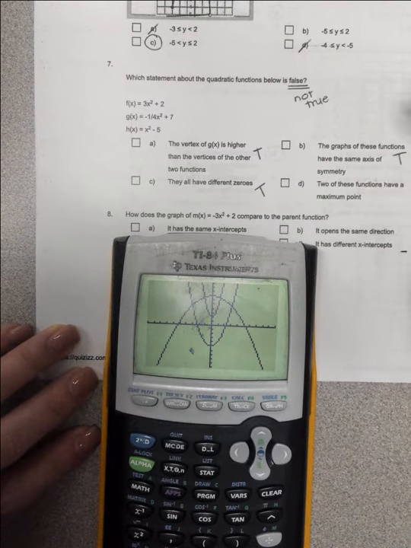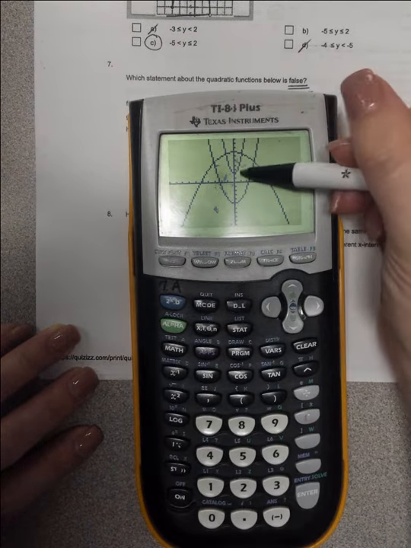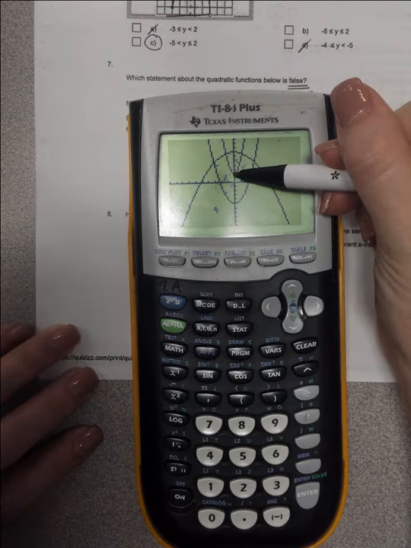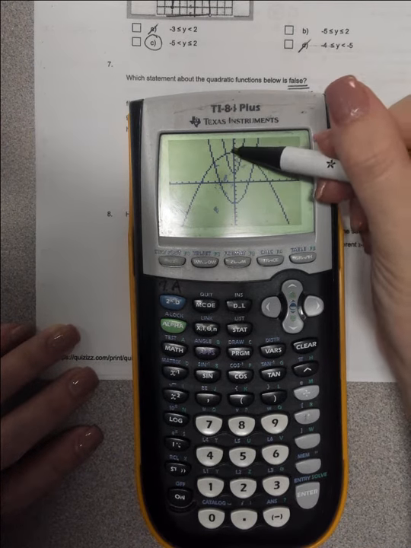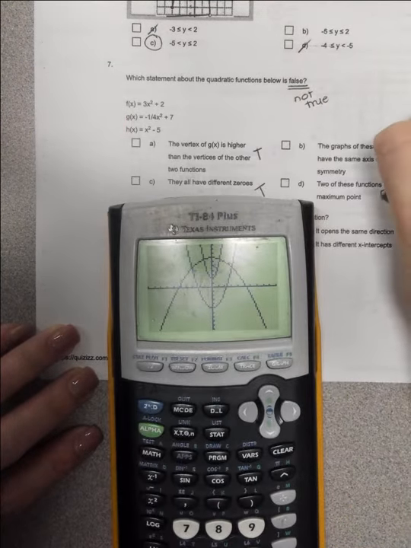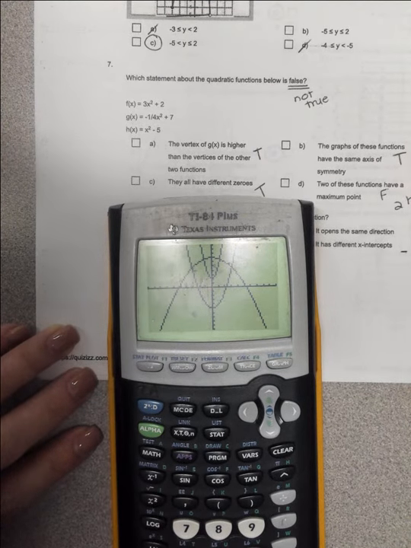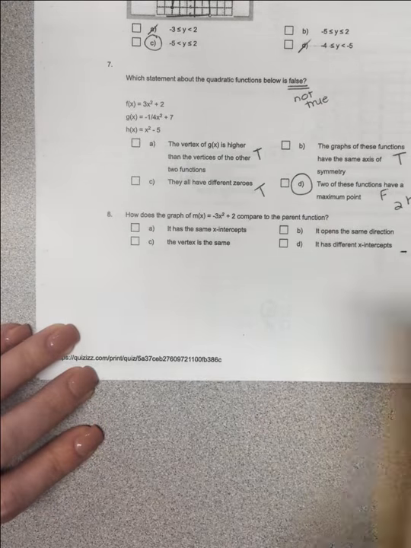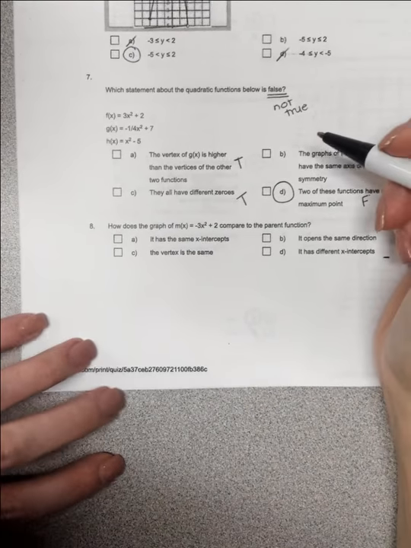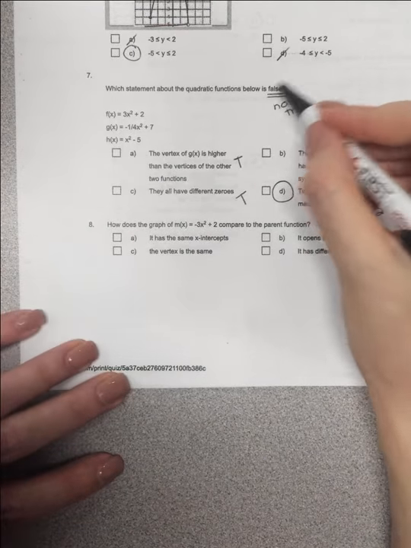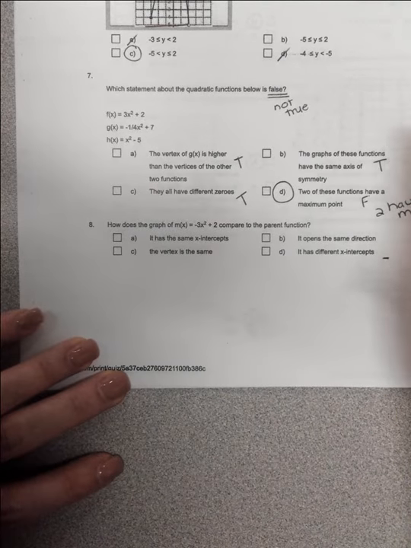Two of these functions have a maximum point. This right here is a minimum, this is a minimum, this is a maximum. So this is false. Two have minimums. So that is your answer. That one is not true. Guys, you got to be careful and see which one is false. That's what you're looking for.